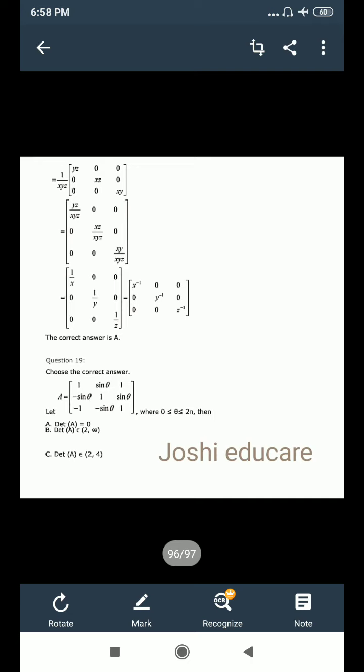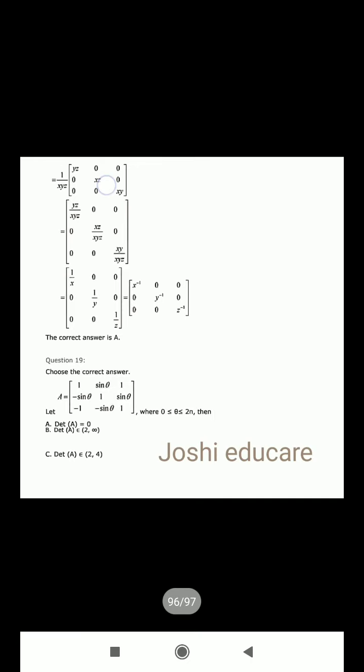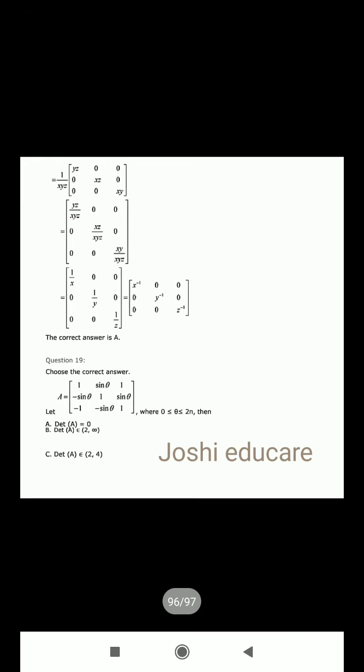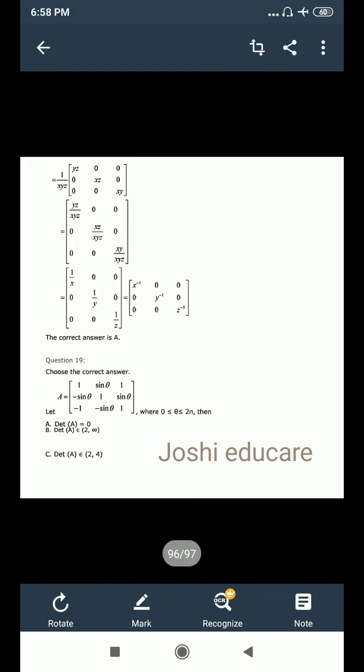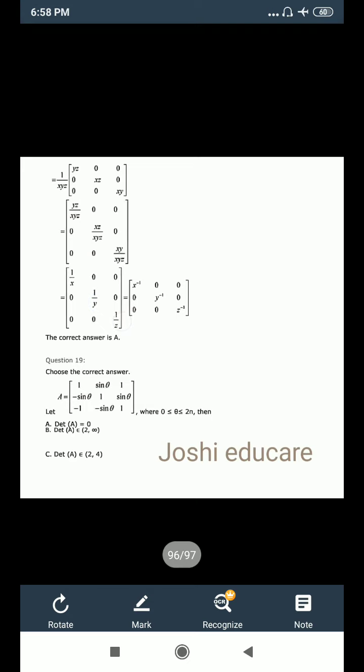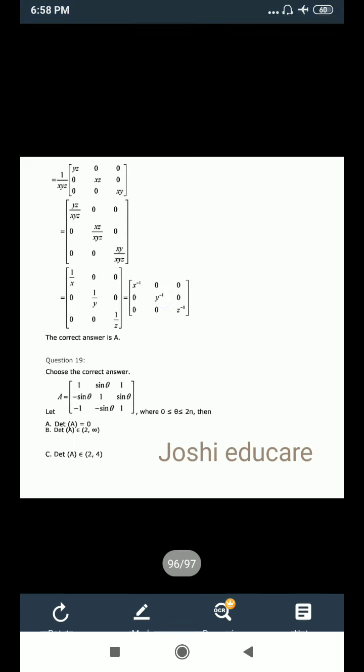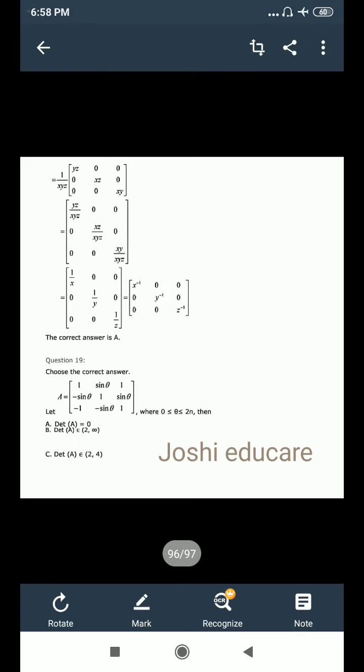So it comes out to be 1 upon XYZ, and this 1 upon XYZ you can take inside. So it will be YZ upon XYZ, XZ upon XYZ and XY upon XYZ. So it will be 1 upon X at this place, 1 upon Y at this place and 1 upon Z at this place. It is written as X inverse, Y inverse and Z inverse. So this would be the answer: x inverse 0 0, 0 y inverse 0, 0 0 z inverse.